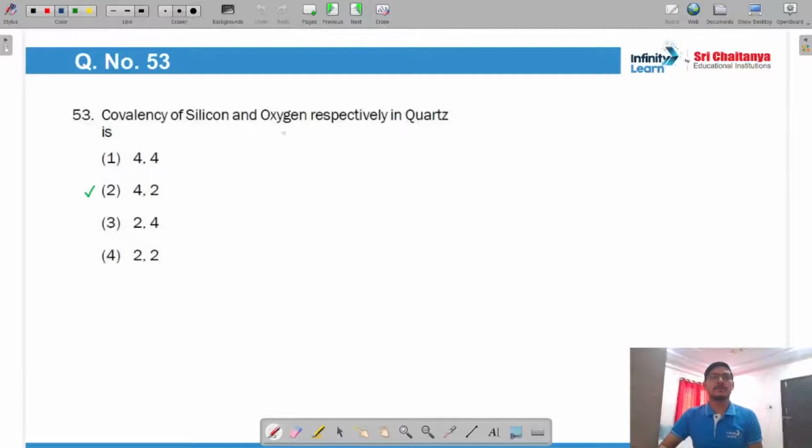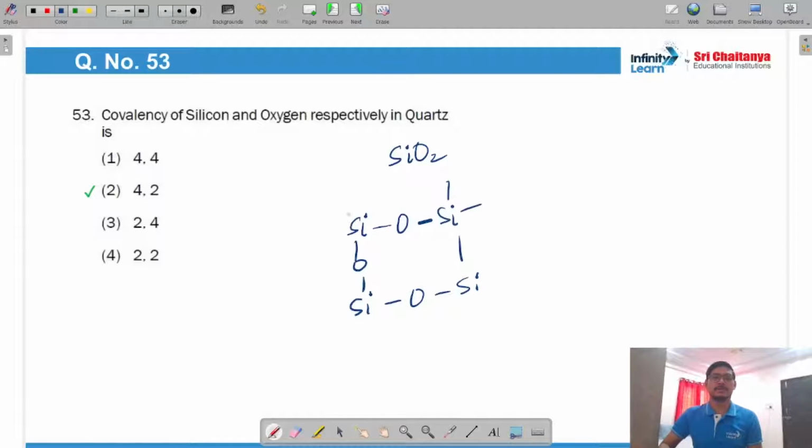The covalency of silicon and oxygen respectively in quartz, guys. Quartz is one of the crystalline forms of SiO2, and you may remember the structure. It has a structure like this. So you can notice from the structure that each silicon atom forms 4 covalent bonds, whereas each oxygen forms 2 covalent bonds, right? So the correct answer is this one.